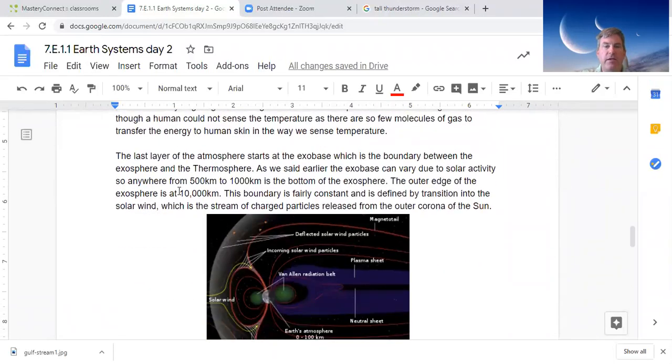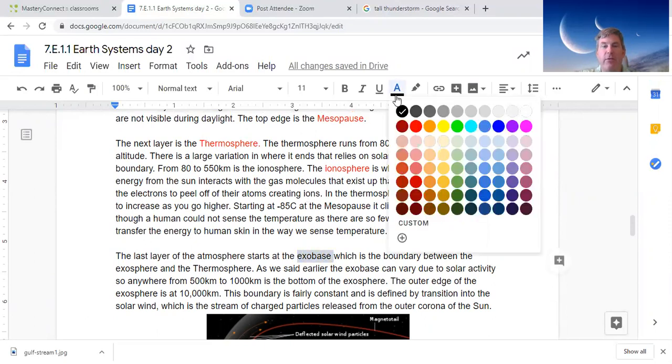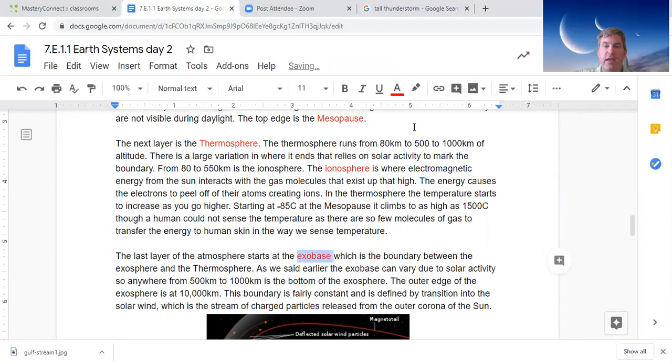And the last layer we see here starts at the exobase. So again, here's where this kind of thing. So there's the thermosphere, and if we follow the pattern, it would be a thermopause, right? Well, unfortunately, science always has to create an exception for itself, and here it is for this one. So here's the exobase, which is the dividing line between the thermosphere and the next level, which is the exosphere. And it starts at the exobase, and we get the exosphere.